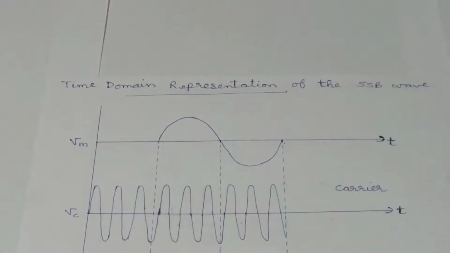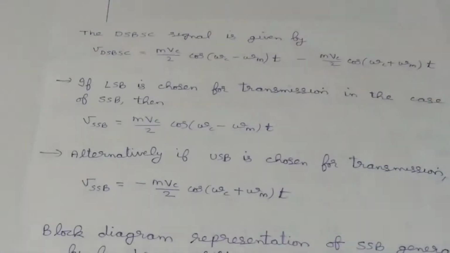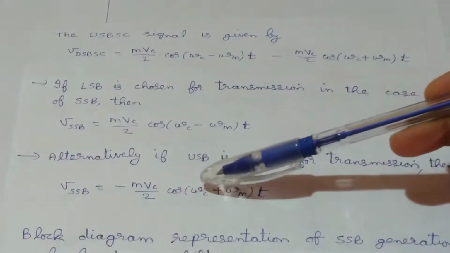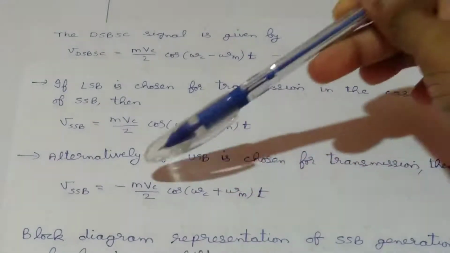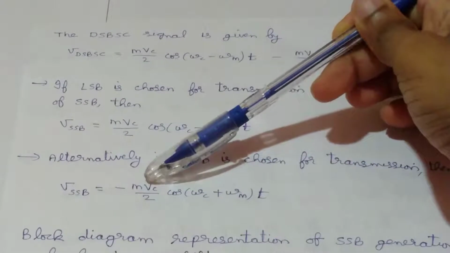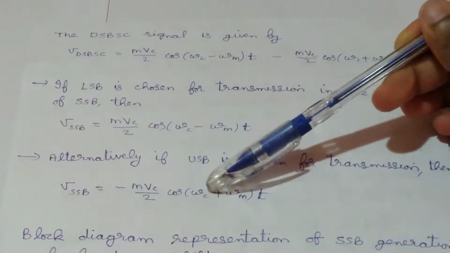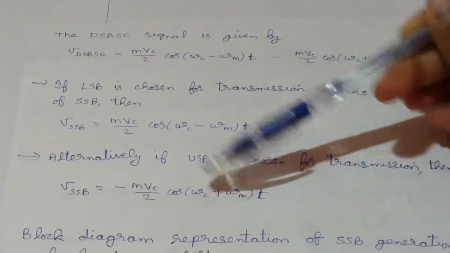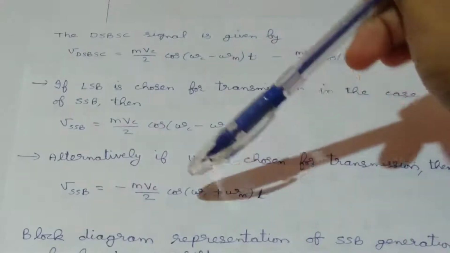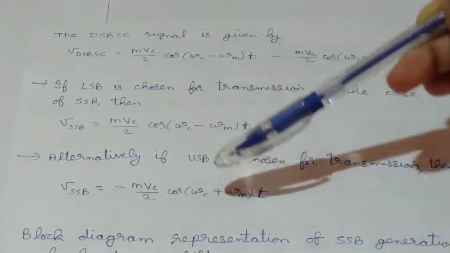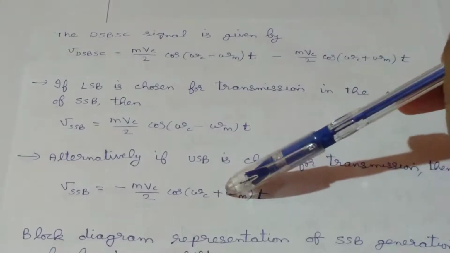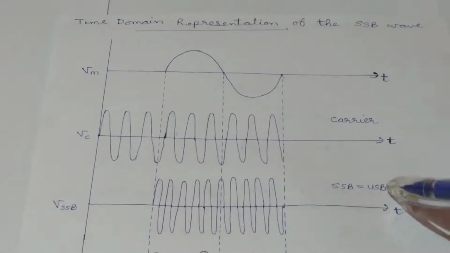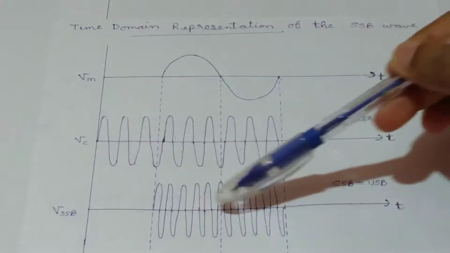If the upper sideband is chosen for the transmission, the equation for our single sideband wave is minus m Vc by 2 cos (omega c plus omega m) t. So it is a cosine wave whose peak amplitude is m Vc by 2 and whose frequency is omega c plus omega m, or Fc plus Fm. So let's consider that waveform. If we are transmitting the upper sideband component, then our single sideband waveform will be like this.